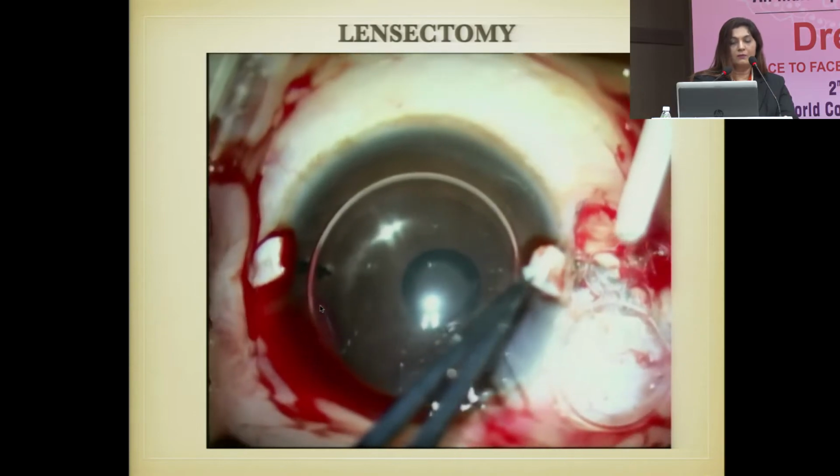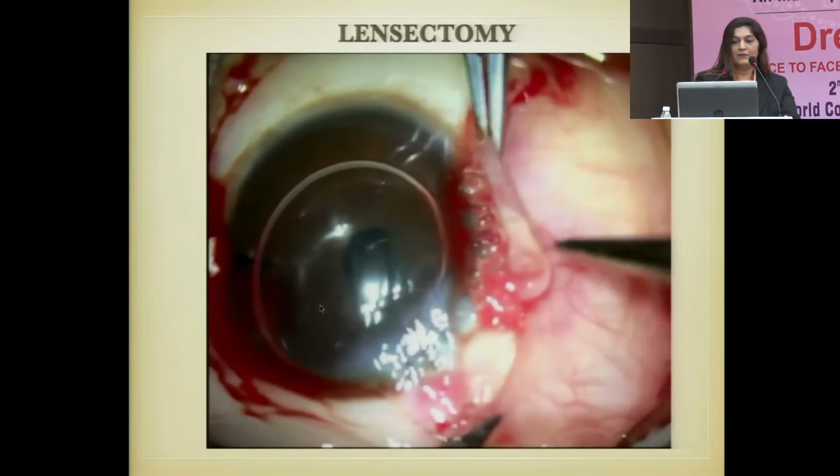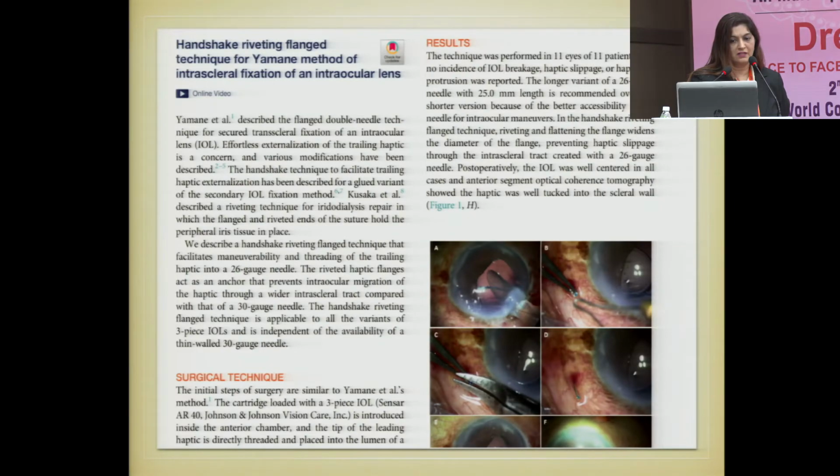So that's very important, how much of the haptic you are tucking, and then you just seal it, place the fibrin glue, and you are done. I'll just sum this up. If you have a total kind of thing, again you need to go ahead with thorough vitrectomy and intrascleral fixation.